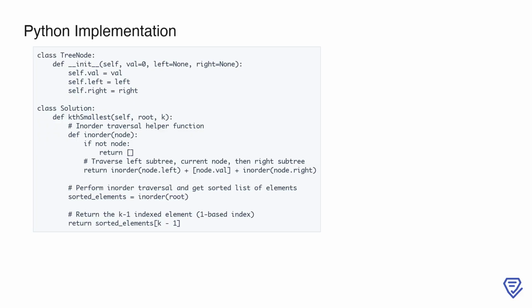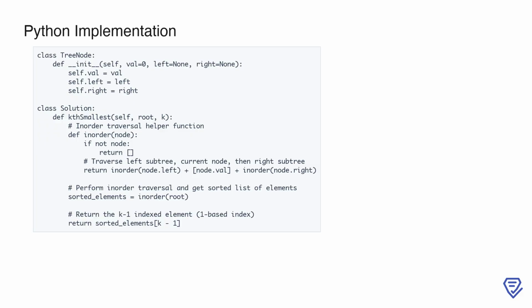Complexity analysis. Time complexity. The inorder traversal visits each node exactly once, so the time complexity is O(n), where n is the number of nodes in the BST. Space complexity. The recursion stack and the sorted_elements list both require O(n) space. This solution is simple and leverages the inherent sorted property of BSTs through inorder traversal, making it easy to understand and implement.